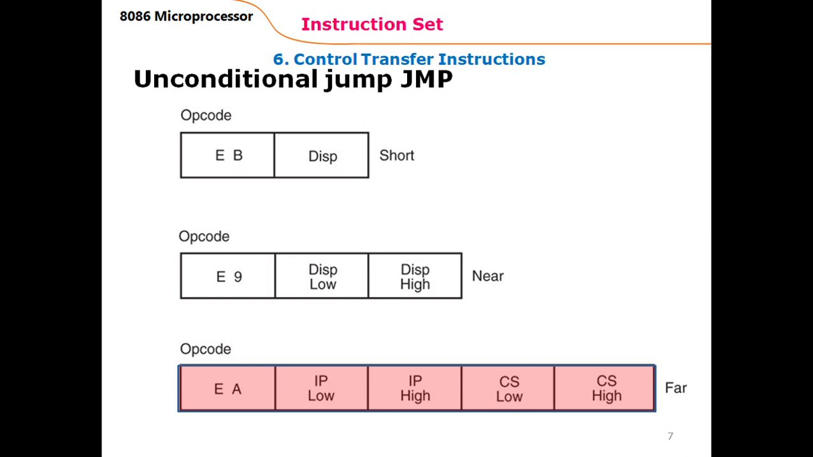segment. And remember, just like the near jump, the low byte is arranged on the left side, and the high byte is arranged on the right side. So the 16-bit instruction pointer content is organized with the low byte on the left-hand side and the high byte on the right side. Similarly, the code segment value is organized with the low byte on the left side and the high byte on the right side. So these 4 bytes would provide the new content of the instruction pointer and the new content of the code segment register.